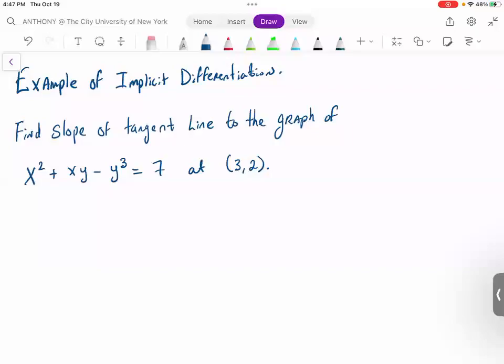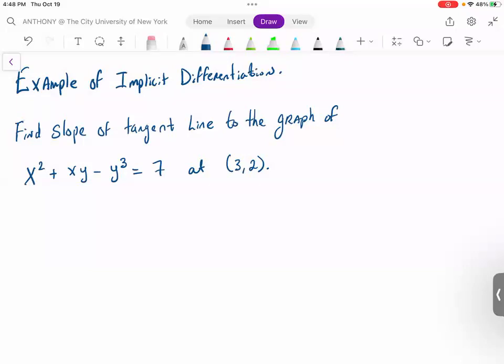All right. So here's an example of implicit differentiation. Again, you had to find the slope of a tangent line of the graph of a given equation, x squared plus xy minus y cubed equals 7, at the point (3, 2). So in short, what implicit differentiation consists of is differentiating both sides of this equation by a single variable. In particular, the variable that we're going to use here is x, right?